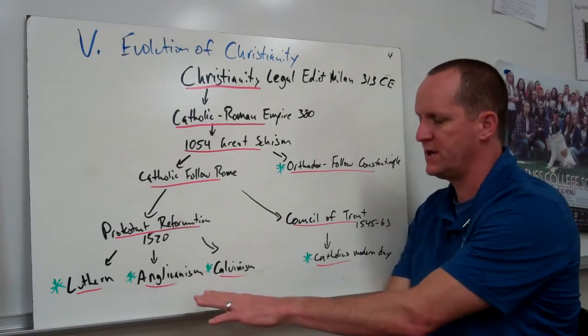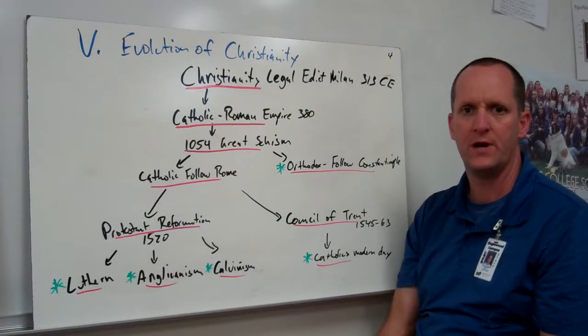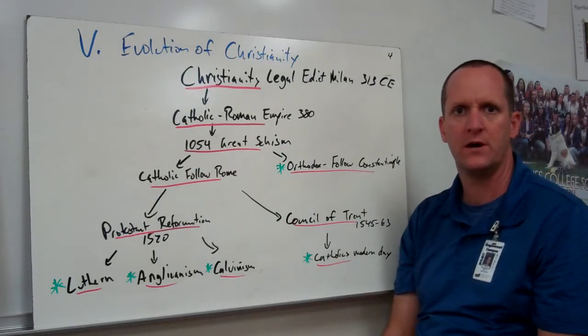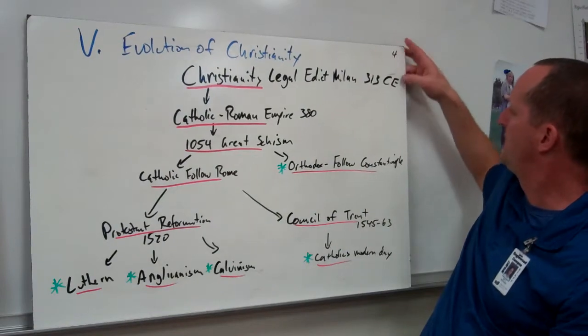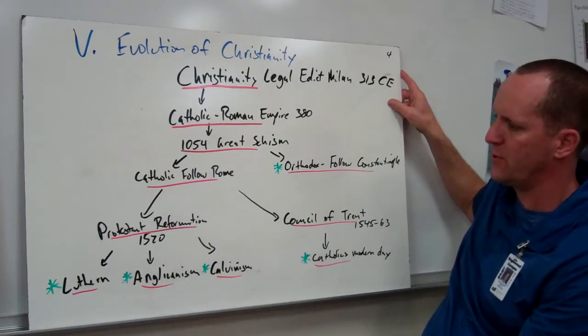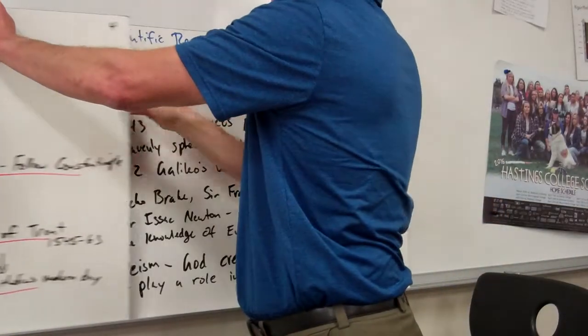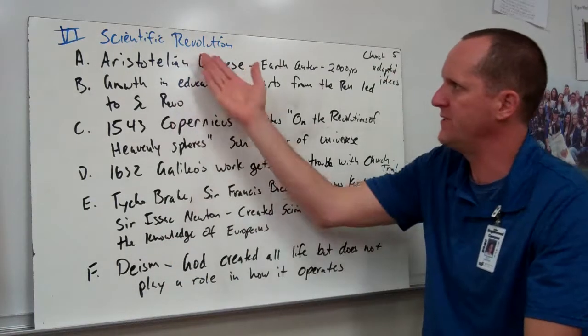Now, under the Protestant, you have many more Protestant movements. You have the likes of the Baptists, and you also have Mennonites, and you have very varied religions that fall into the Protestant Reformation. So, out of all this came the scientific revolution.